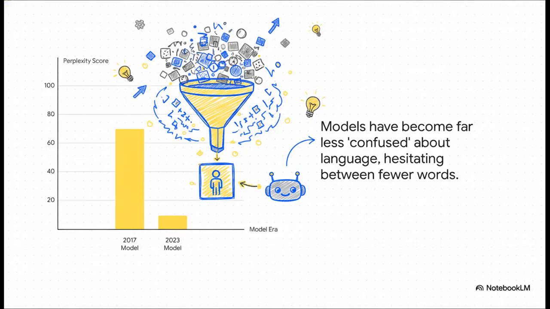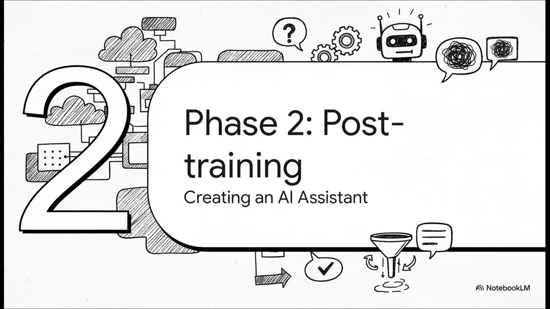And the progress on this front has been absolutely incredible. Back in 2017, a model might have been juggling like 70 different possibilities for the next word. By 2023, that number dropped to less than 10. The models have become so much less confused about how human language works. Okay, so now we have this incredibly knowledgeable base model. It's basically an autocomplete on steroids.